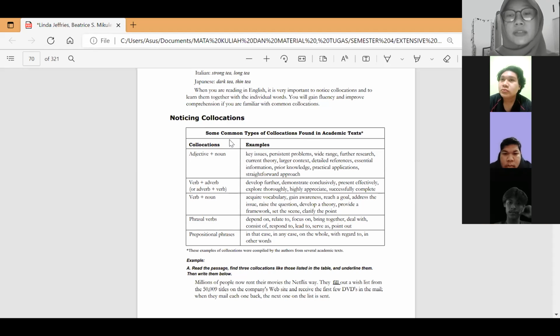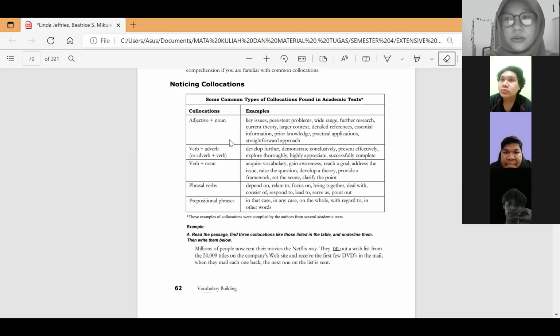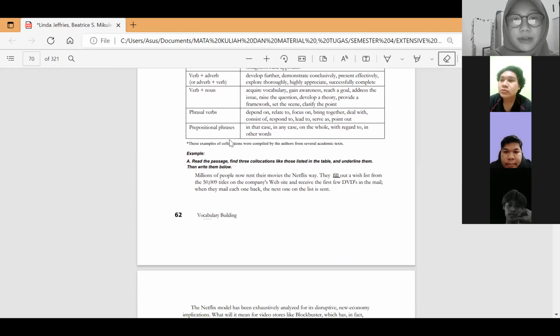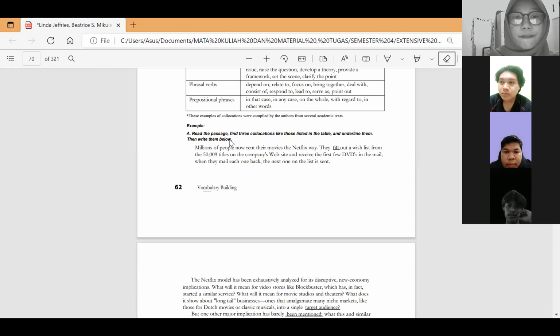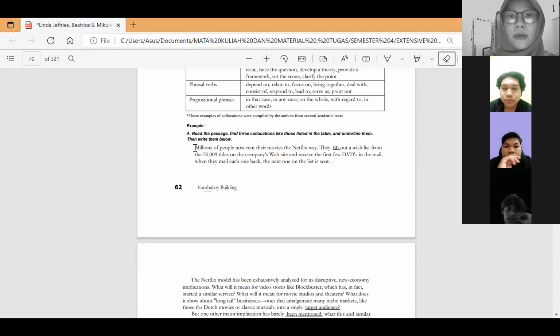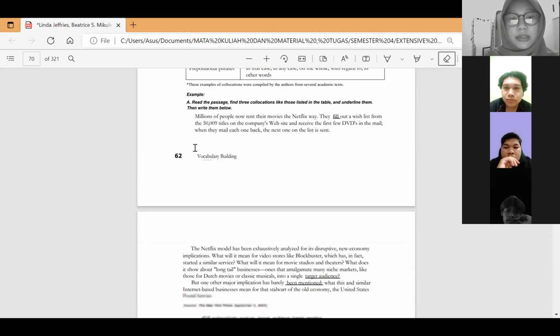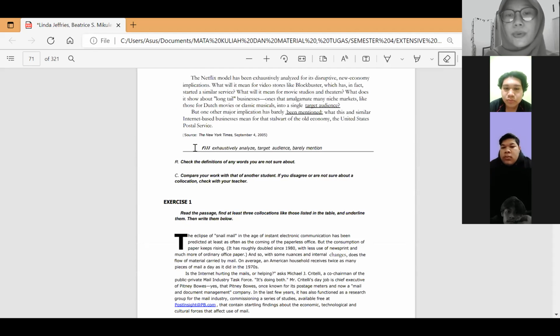So before we answer all of the exercises, I also want to explain the example first. The instruction is: read the passage, find 3 collocations like those listed in the table, and underline them. The paragraph is: millions of people now rent their movies the Netflix way. They fill out, and then underline them. So that is the answer. Now we are going to start from exercise 1.